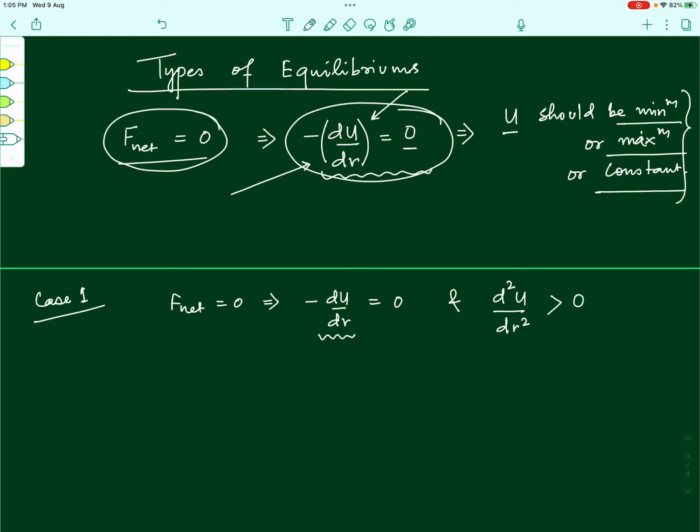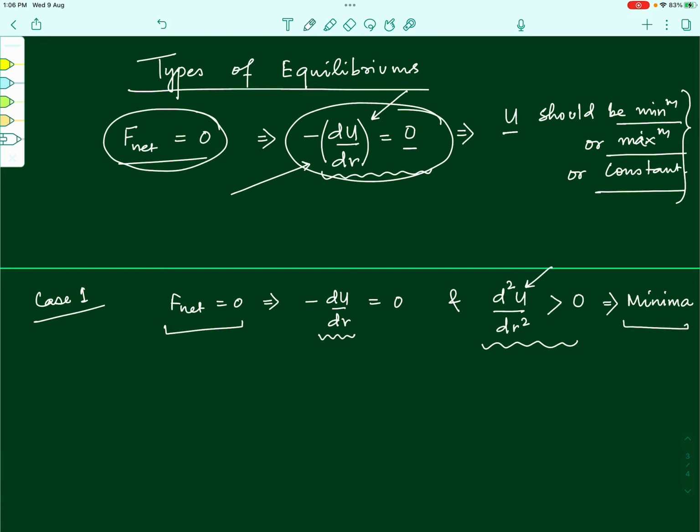Now, do we remember what this condition is for? If the first derivative of a function is 0, it is either a minima or a maxima or a constant. But if its double derivative is greater than 0, that means this function u is strictly a minima quantity. It is at its minimum value. Okay. So, if we check the double derivative of the potential energy function, and if that comes out to be greater than 0 at the point of equilibrium, then we can say that that particular equilibrium is such that the potential energy is a minimum over there.